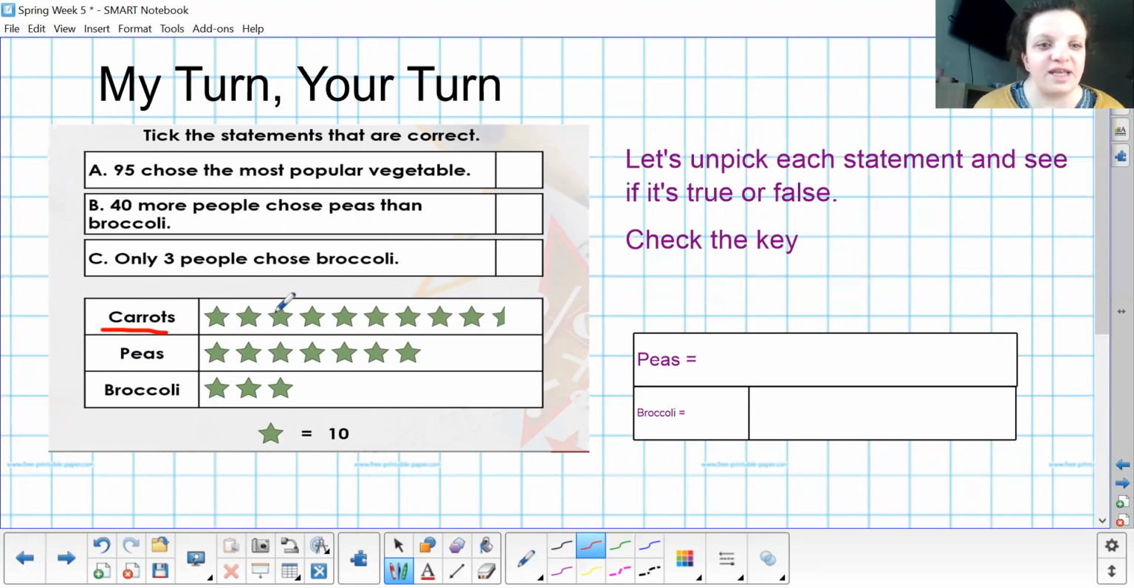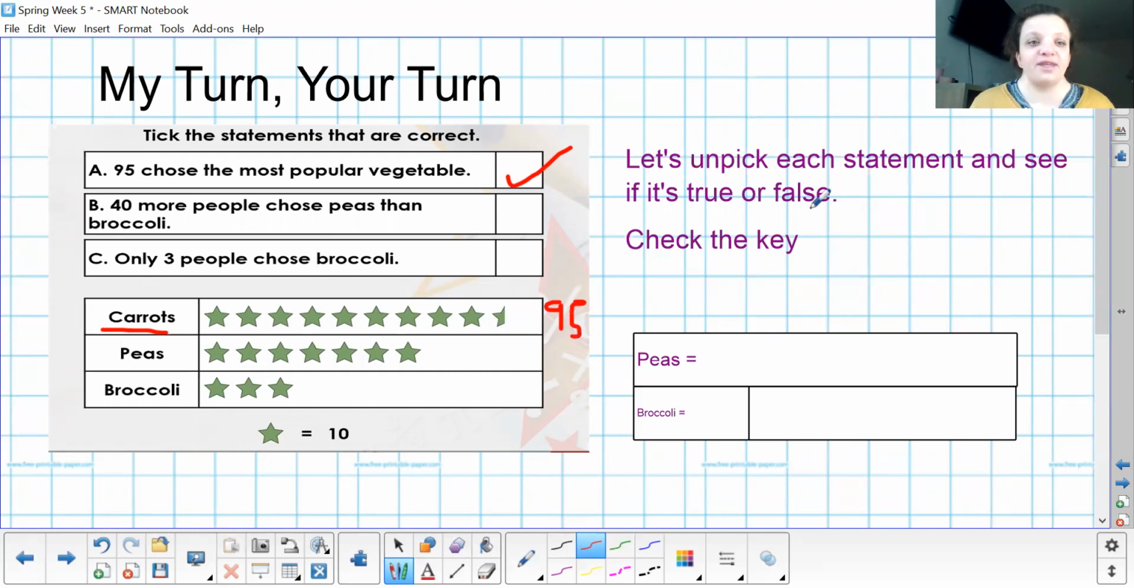Let's go. 10, 20, 30, 40, 50, 60, 70, 80, 90. Add half a star is 5, so it's going to make it 95. So 95 chose the most popular vegetable. I'm going to give it a tick because it is right. That was 95.